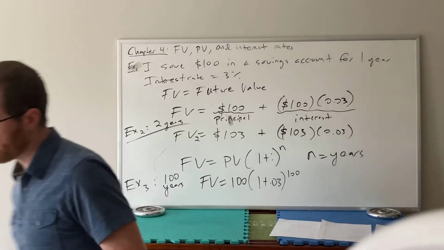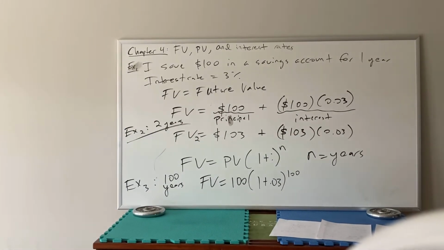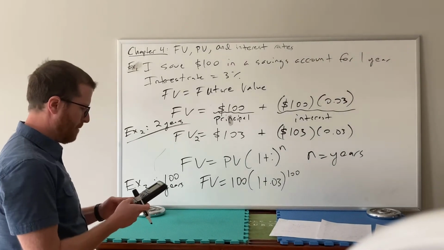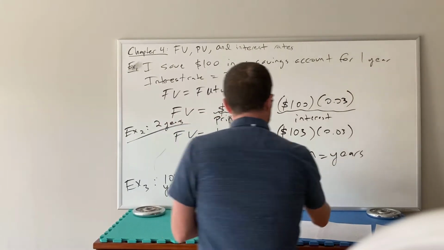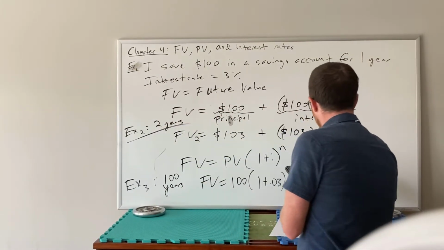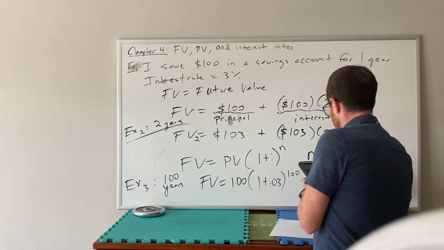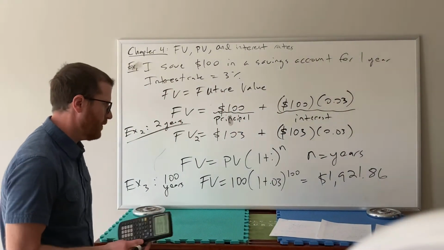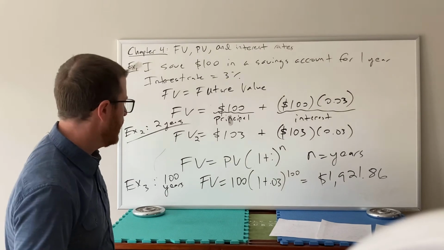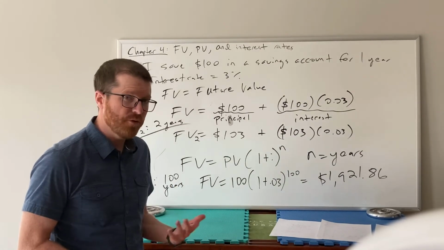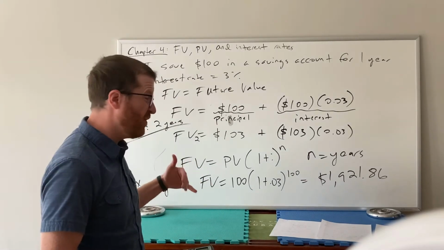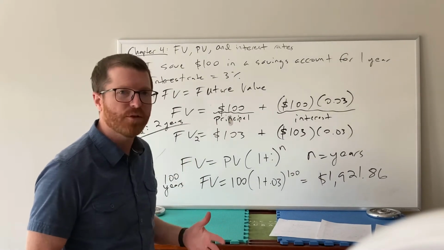Okay? And I'm just going to see what that comes out to for curiosity's sake. 3% is not a particularly high interest rate, so this isn't all that great. $1,921.86 is what that comes out to, okay? So these are very useful, very practical tools, and they're pretty simple. So I'm going to keep moving through this pretty quickly because I think you guys can get this pretty easy, all right?